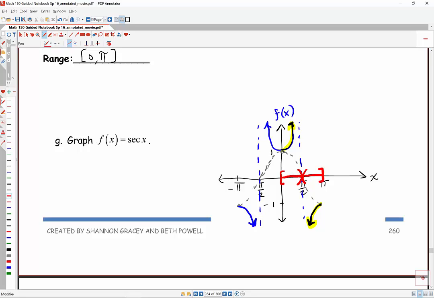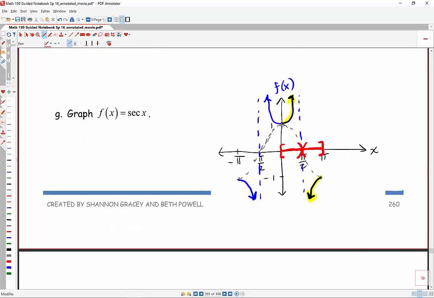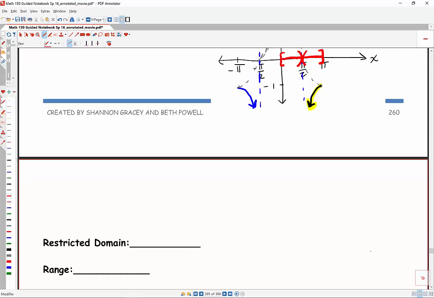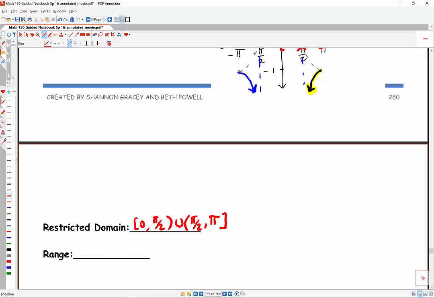Cool so far? All right, so our restricted domain is from 0 to pi over 2 union pi over 2 to pi, where the pi over 2 is excluded and the 0 and pi are included. And then our range on this guy goes from minus infinity to minus 1, where we include the minus 1, union 1 to infinity.